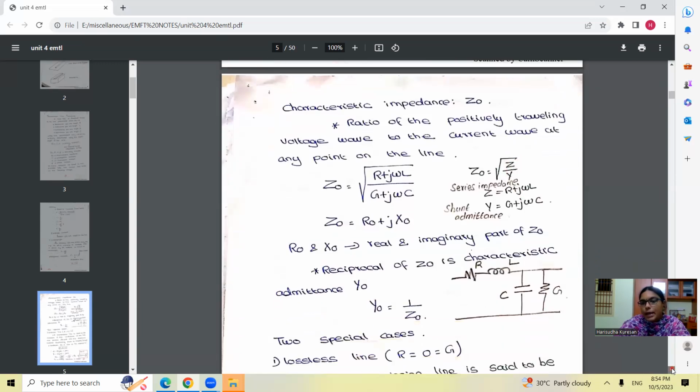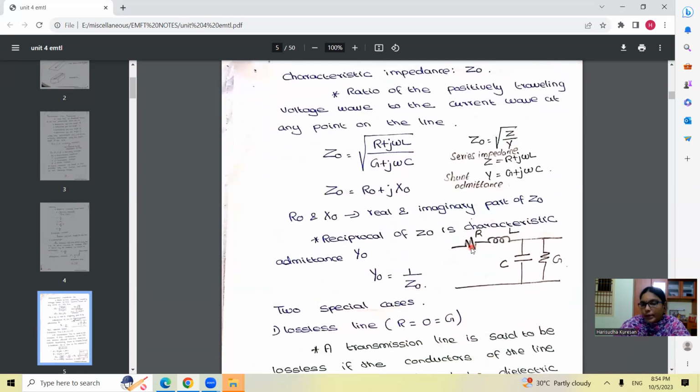How do you write it as R plus J omega L? Here R and L are in series, and C and the conductance are in parallel. So the impedance can be said to be the series impedance, which is R plus J omega L. Similarly, Y is called the shunt admittance. It is nothing but G plus J omega C.